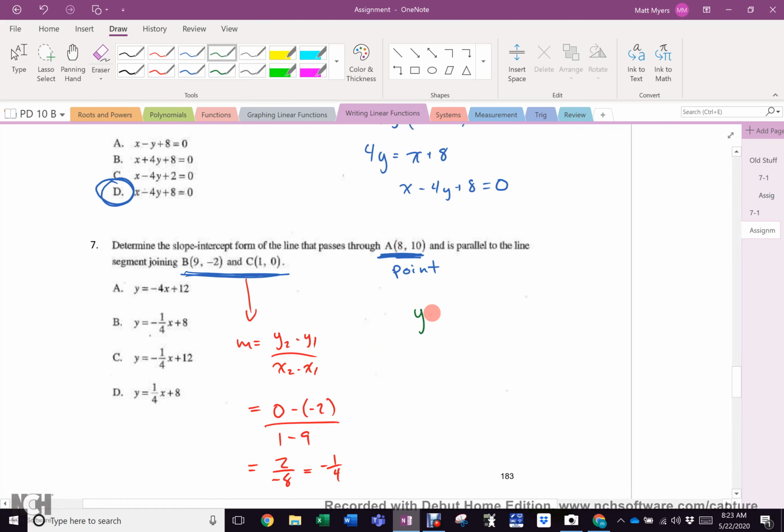So y minus 10 equals negative 1 quarter, x minus 8. But I need it in slope-intercept form, so that means I isolate y. So the first thing I got to do is distribute: negative 1 quarter x plus 2, because a quarter of 8 is 2. Then I just move that over, y equals negative 1 quarter x plus 12.